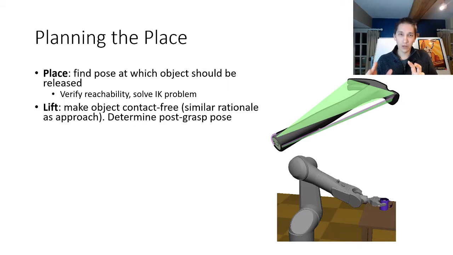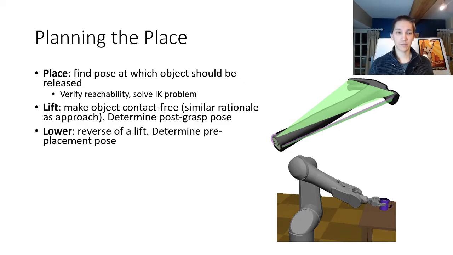Now, we're going back to the point after we've grasped the object. One thing that we're going to want to do is actually slightly lift the object just a bit so that it doesn't remain in contact with the environment. There's a lot of good reasons for this as well. So for example, we want to maybe make sure that the object is securely grasped before we try to then move it. But in any case, this determines what's known as a post-grasp pose of the object.